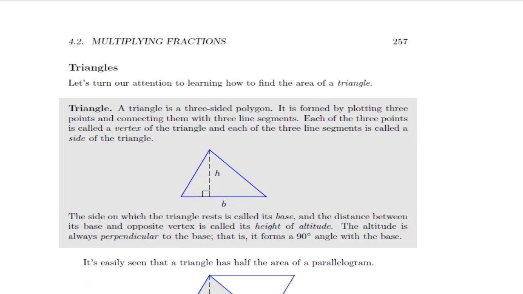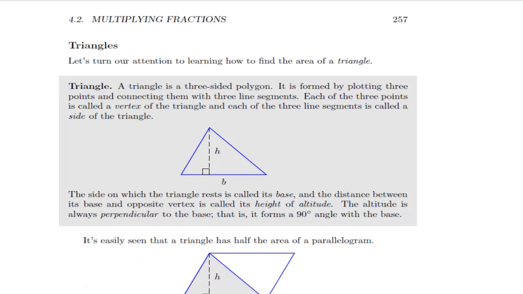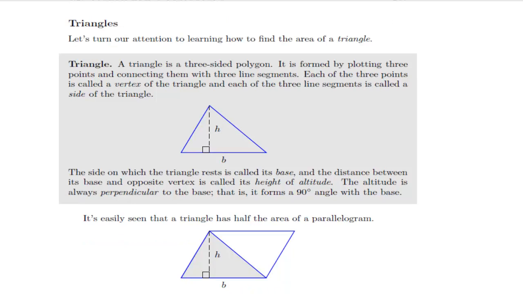Triangles. Let's turn our attention to learning how to find the area of a triangle. A triangle is a three-sided polygon. It is formed by plotting 3 points and connecting them with 3 line segments. Each of the 3 points is called a vertex of the triangle, and each of the 3 line segments is called a side of the triangle.